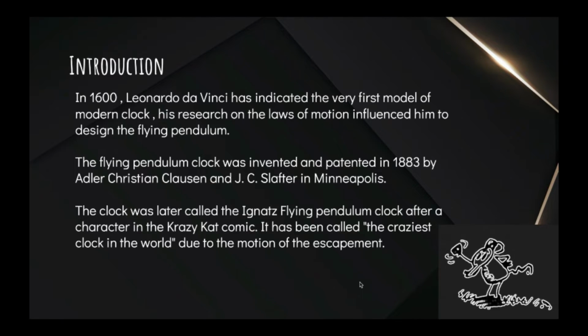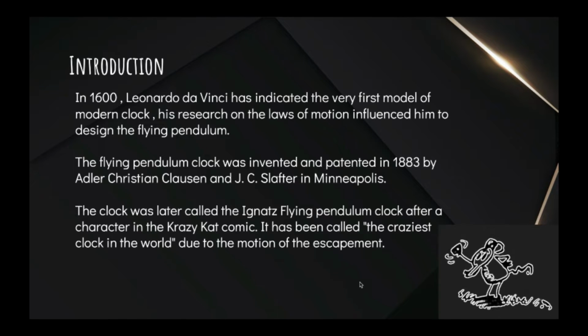In 1600, Leonardo da Vinci indicated the very first model of the modern clock. His research on the laws of motion influenced him to design the flying pendulum. The flying pendulum clock was invented and patented in 1883 by Edward Christian Clausen and J.Z. Slapter in Minneapolis. The clock was later called the Ignatz Flying Pendulum Clock after a character in the Krazy Kat comic. It has been called the crazy clock in the world due to the motion of the escapement.